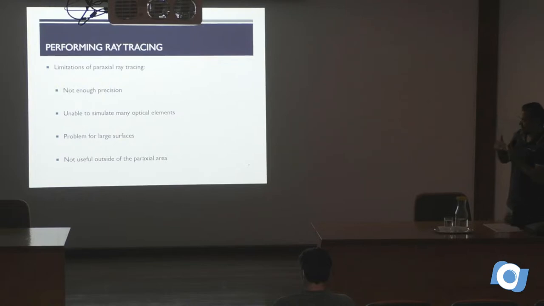In addition, you saw the multiplication of matrices. You know, the mathematics of matrices is not commutative. It's very complex. So, because of this, we cannot simulate a system composed of many, many optical elements. Okay? Like I said, if it's limited to the paraxial region, you cannot model large surfaces. And, like I said, it's not useful outside of the paraxial area, okay?